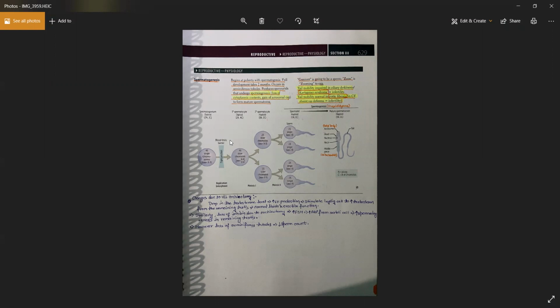From which stage to which stage is called spermatogenesis? Up to the formation of spermatids. Okay, from spermatogonium to the spermatids, that means the cytes and the tids, this will be spermatogenesis. And finally from spermatid to the spermatozoon, you will call it spermiogenesis. Okay, yeah. Thank you.